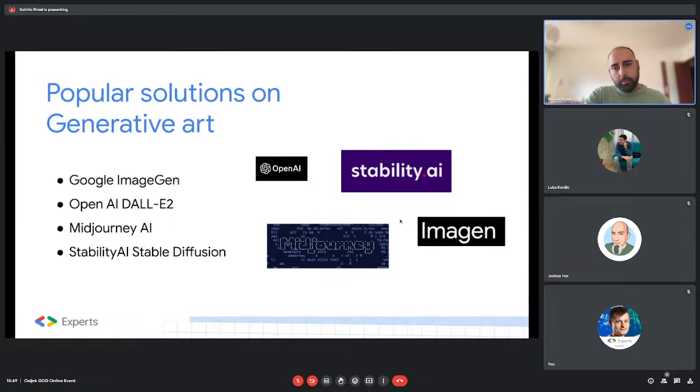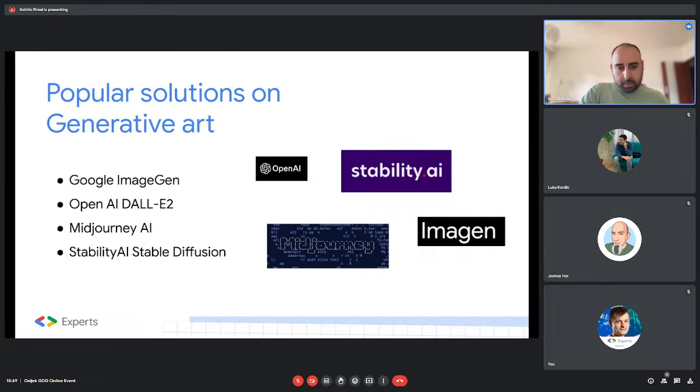And unfortunately, not all of them are available as open source. Out of these, Stable Diffusion by Stability AI is open source, so we can talk in more detail about it, and we can also contribute as a community. Midjourney AI and OpenAI's DALL-E 2 are closed source. There is a paper, however, about Imagen. I am not sure about an open source implementation of Imagen. Maybe there is, but in terms of availability, Stable Diffusion is the most available model out there for generative AI images.